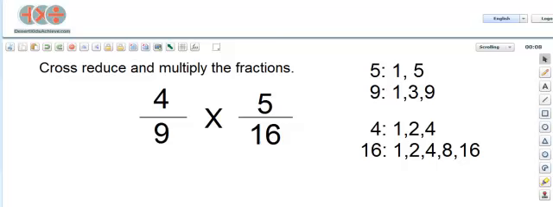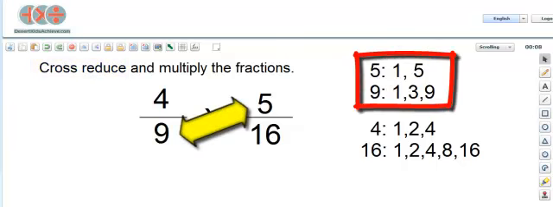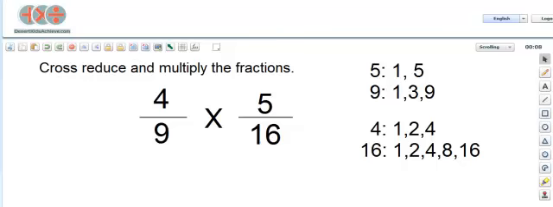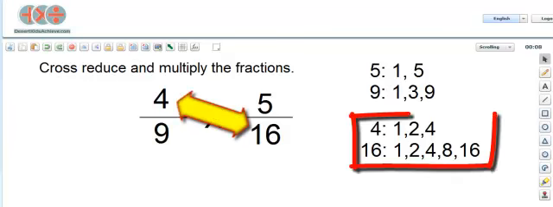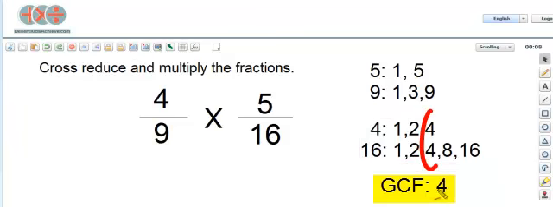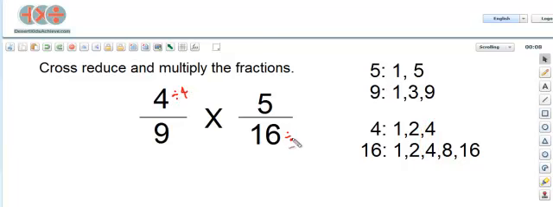When multiplying fractions, it's a good idea to cross-reduce before multiplying and having to reduce at the end. The first thing that you do is you look at the cross products, 5 and 9. Other than 1, 5 and 9 do not share a common factor, so it is already reduced to lowest terms. Let's look at 4 and 16. Other than 1, they share 2 and 4, but we want to go with the greatest common factor, and that would be 4. So let's reduce this by 4 and this by 4.